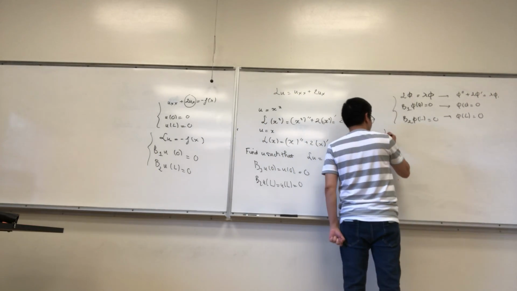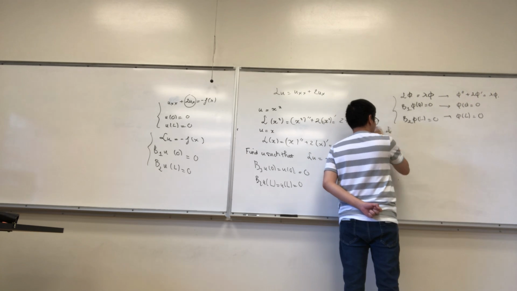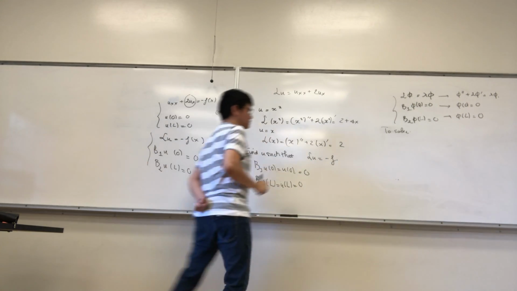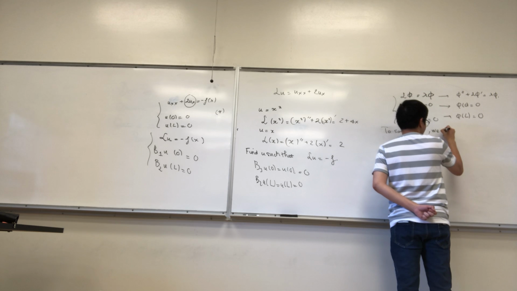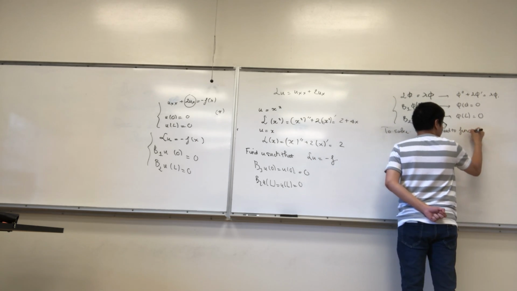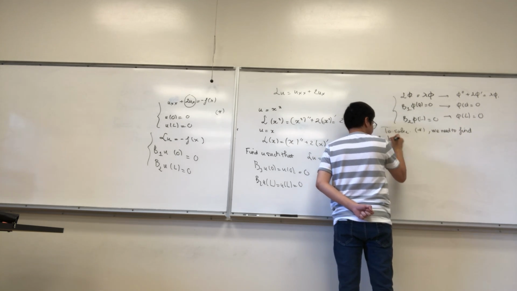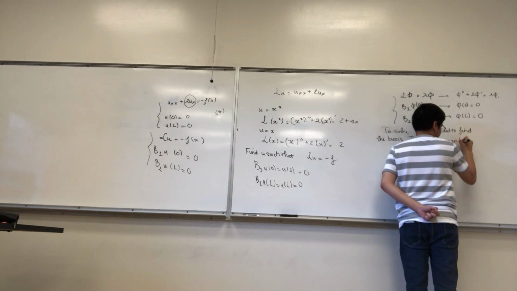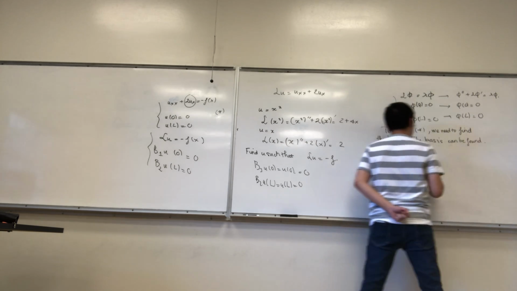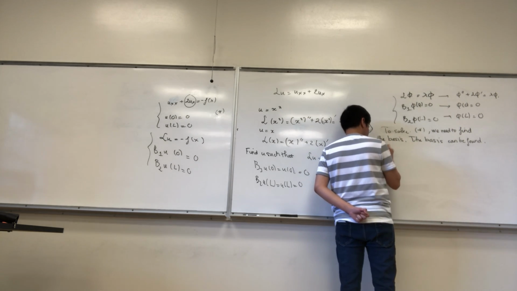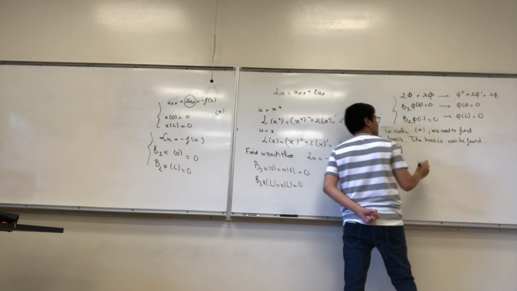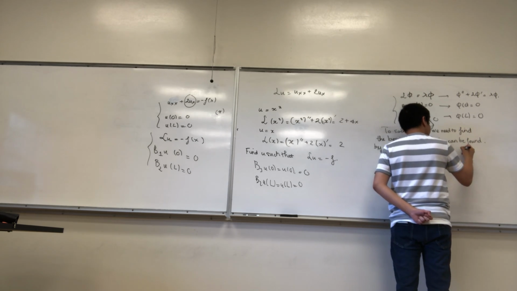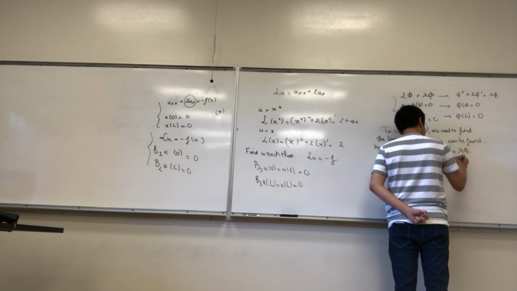Basically, I'm going to have to solve the eigenvalue problem. To solve this problem, we need to find the basis. And the basis can be found by solving phi second plus 2 phi prime is lambda phi, phi 0 is 0, and phi L is also 0.